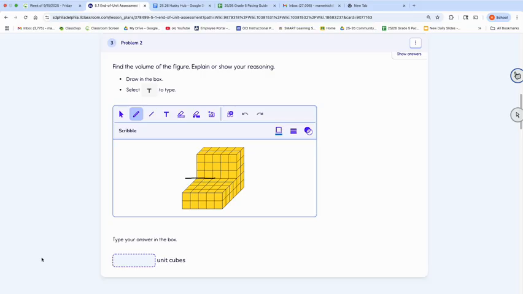To find the volume of the figure, I start by breaking the figure into two rectangular prisms, then label them A and B. I begin organizing my information. I first have to find the volume of prism A, then the volume of prism B. I know to find the volume of a rectangular prism, I can use the formula, length times width times height. I can use this formula for both A and B.